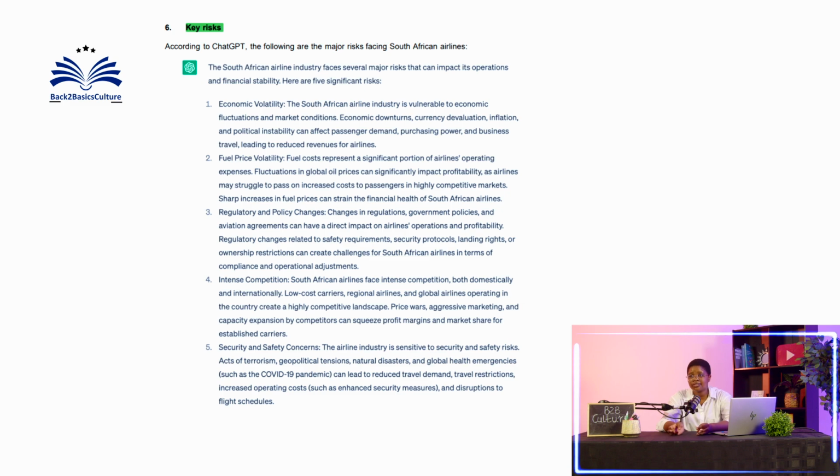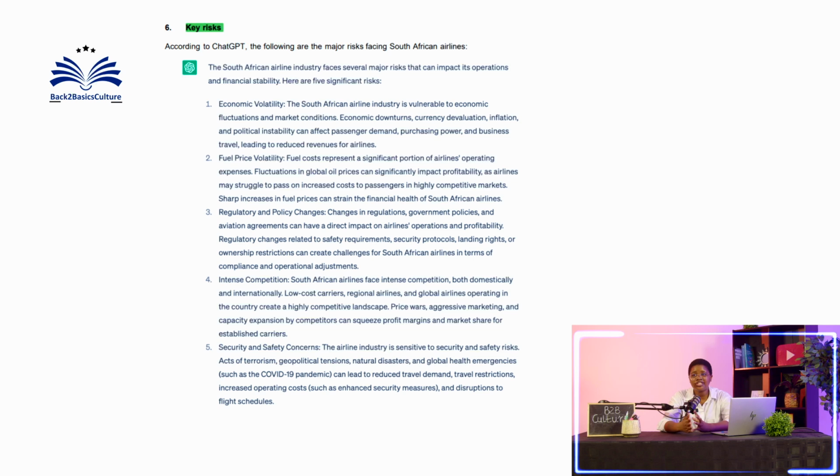Right, the third risk that we're facing is the changes in policies and regulations. Does this surprise us? It shouldn't, because earlier when they introduced us to the company, it was specific that there are strict rules, laws, and regulations in this industry that one needs to comply with. So when this comes up as one of the key risks, it's not surprising, because we even started discussing ways we can be affected if we do not comply with these laws and regulations. So here they're saying that changes in regulations, government policies, and aviation agreements can have a direct impact on the airline's operations and profitability.